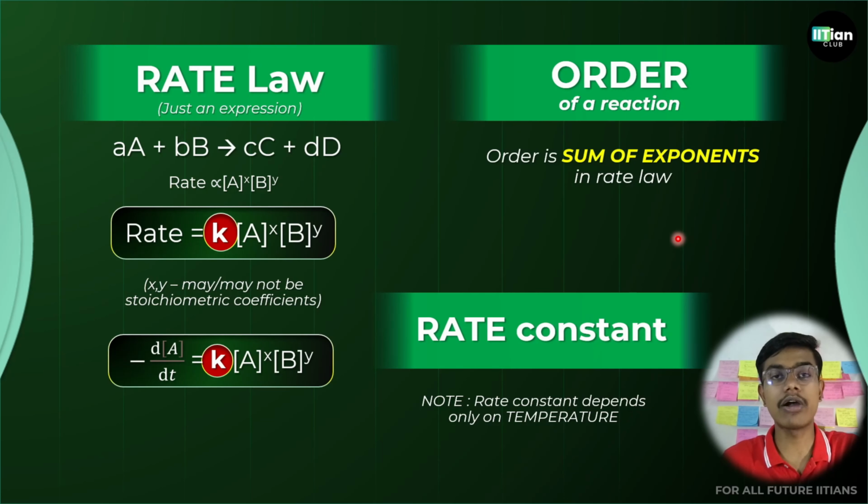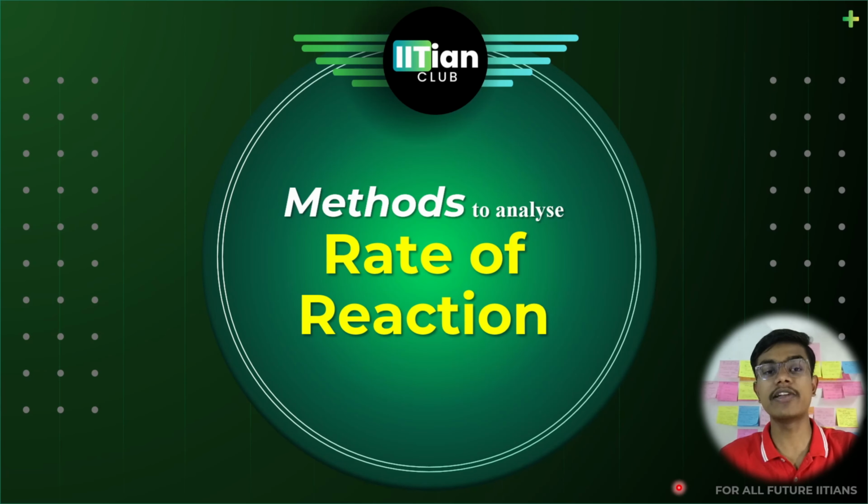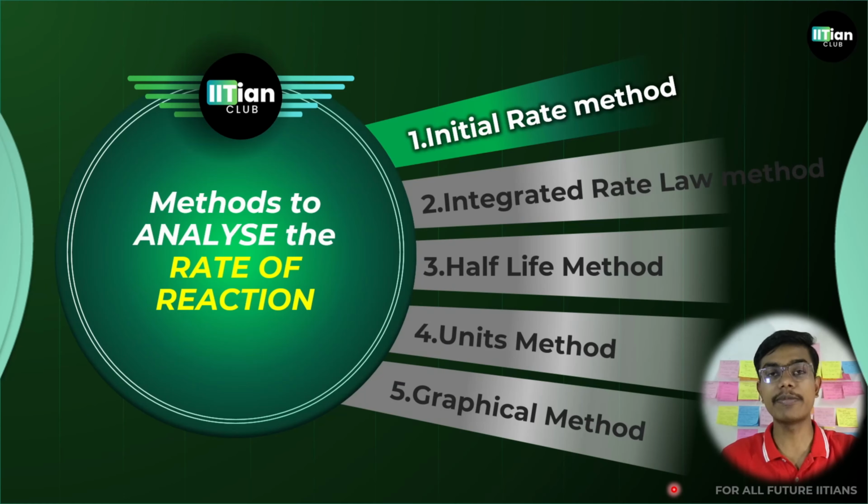We'll be analyzing the order of the reaction to a great extent in this chapter, and order of reaction is just the sum of exponents in the rate law, that is x plus y in this rate expression. I hope you got it. Moving on, we have different methods to analyze rate of reaction. We'll be going through 5 different methods, starting with the initial rate method.